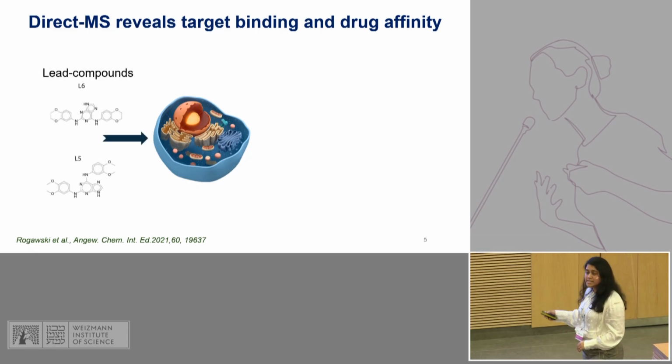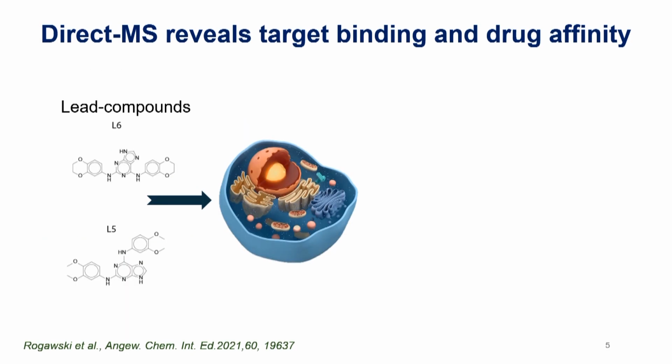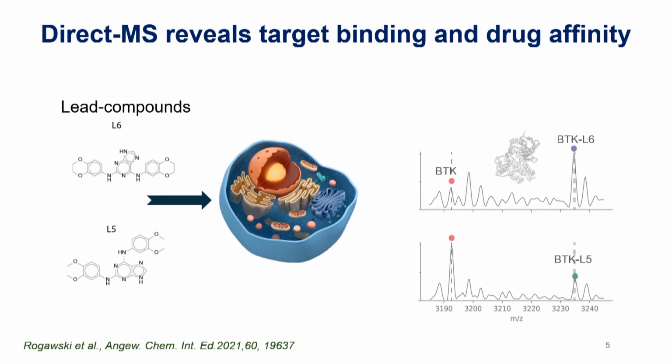Here we have two lead compounds whose interactions we optimize, and we screen them by our direct MS method. While screening, in the case of L5 we saw only 24% of BTK bound, whereas in the case of L6 we saw 75% of BTK bound. This is the power of the direct MS method: it is very good at screening non-optimized lead compounds, which is very vital for drug discovery.